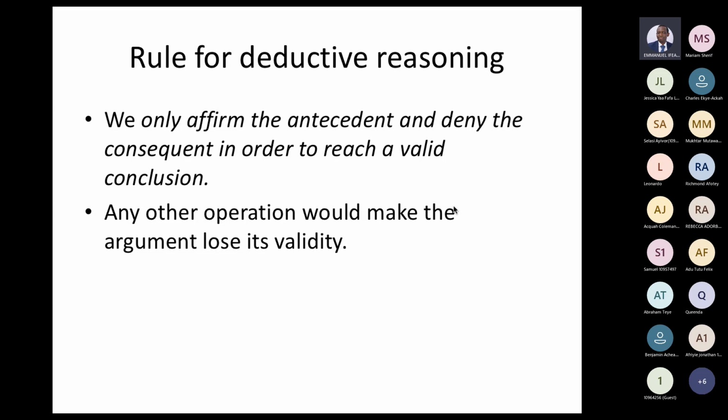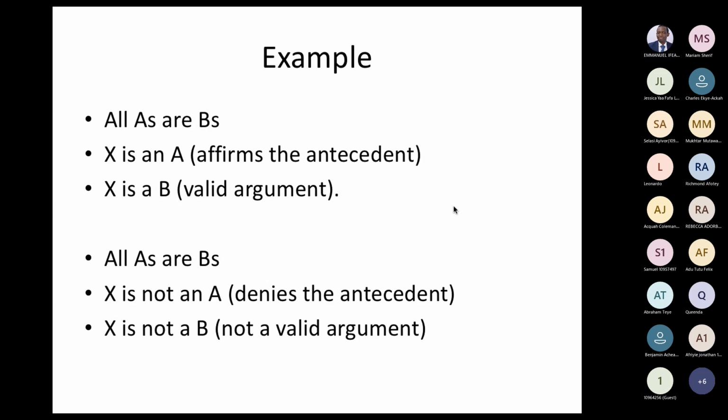So let us see the reason why. Example: all A's are B's. X is an A, which affirms the antecedent. Therefore, X is a B. Now, the rule tells us that this is a valid argument because it affirms the antecedent. Then the second example: all A's are B's. X is not an A, which denies the antecedent. Therefore, X is not a B. Now, the rule is telling us that this is not a valid argument.